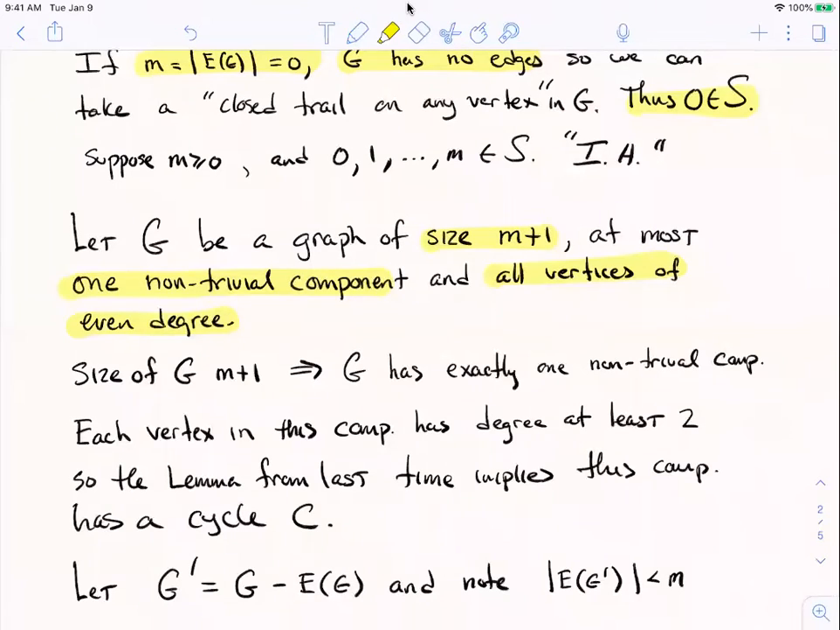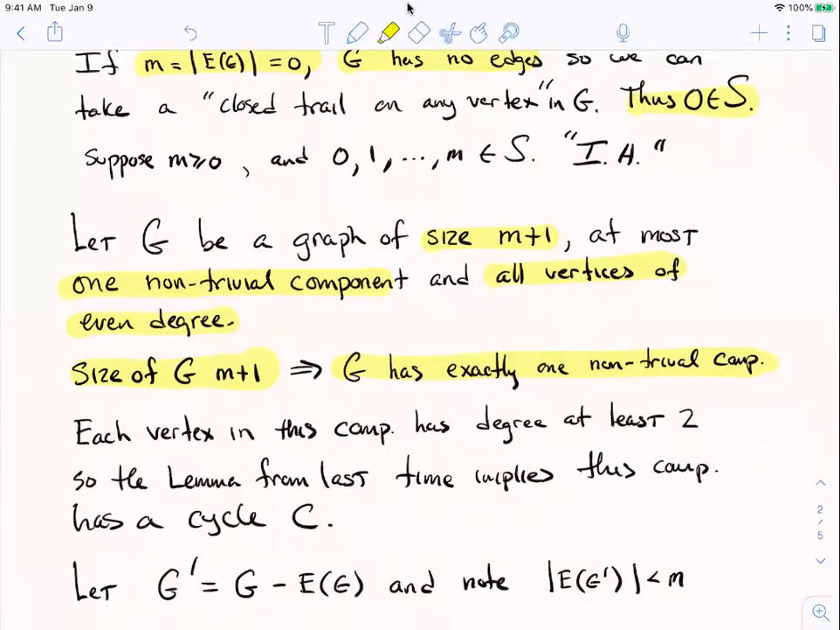So we've got this graph. It has m plus 1 edges. Its size is m plus 1. Well, then it must have exactly one non-trivial component. It doesn't have just at most one, it has exactly one, because it has some edges. I'm assuming that it has at most one non-trivial component, and since it must have at least one edge, it can't have all trivial components. Sorry, that came out kind of badly, but it must have exactly one non-trivial component.